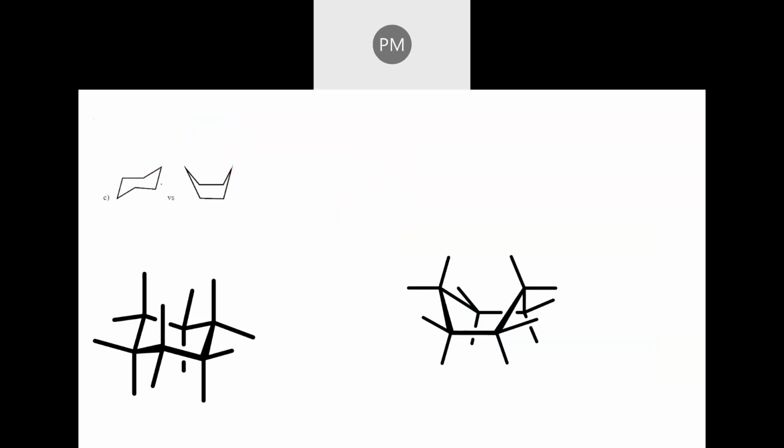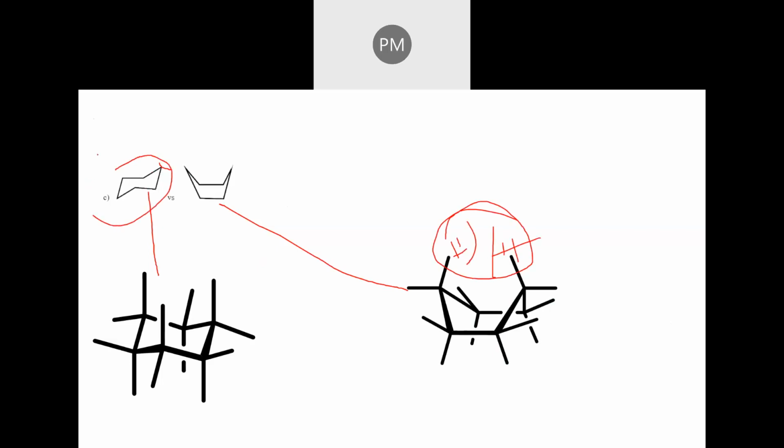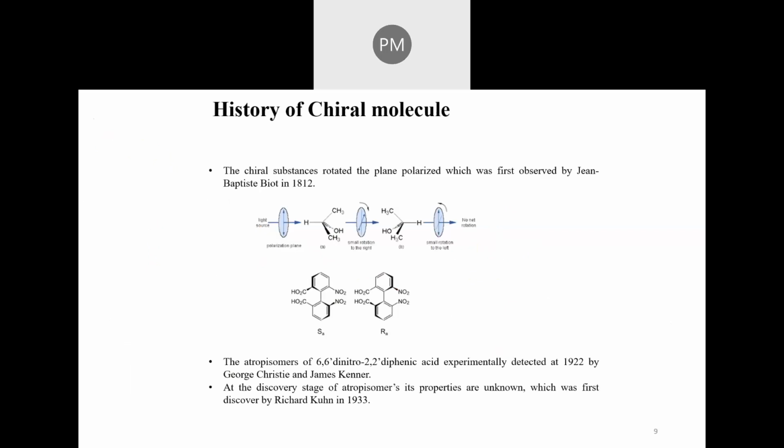If we look at this conformation, as I have drawn, this one is a boat conformation and this one is a chair conformation. If I draw these hydrogens, there will be two hydrogens here, so the steric crowding between these two hydrogens is higher. So this conformation will be the least stable. Between chair and boat, generally the chair conformation is more stable as compared to the boat conformation.